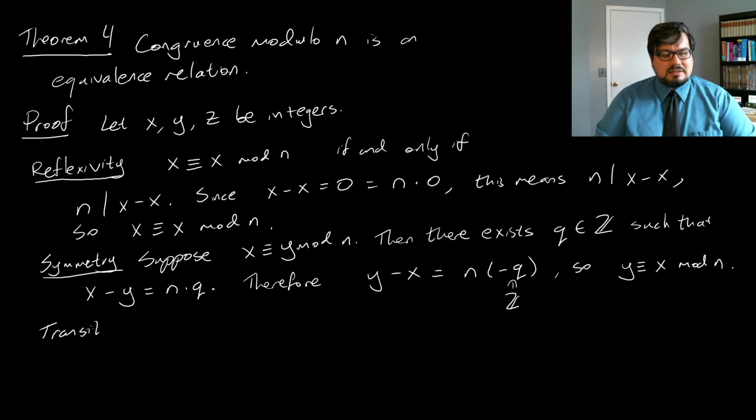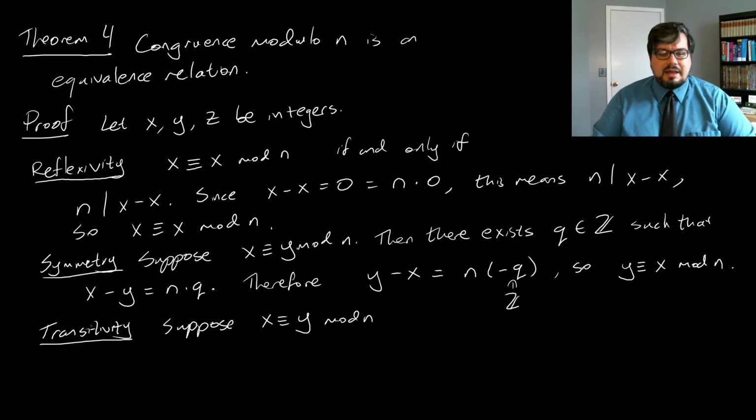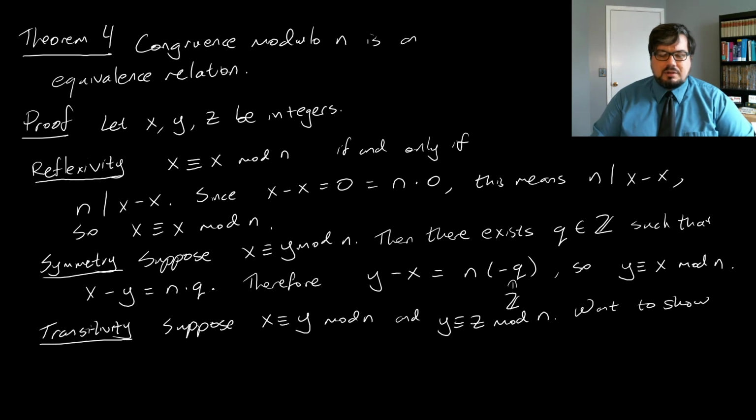So let's look at transitivity. Now this proof here has a little trick that's going to wind up being useful to us occasionally, and is not totally obvious. So let's look at that. Let's suppose that x is congruent to y mod n, and y is congruent to z mod n. We want to try to show that x is congruent to z mod n.